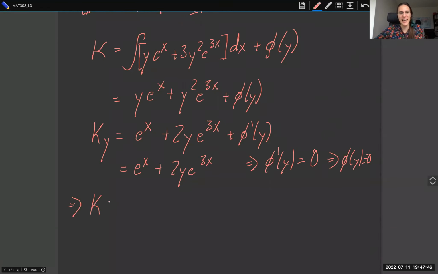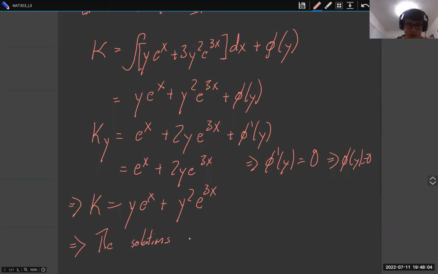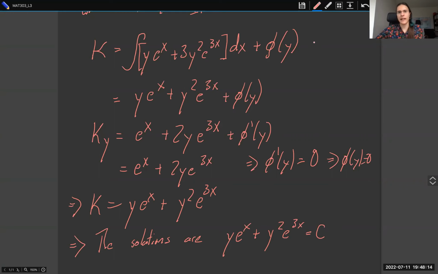We can conclude that k is just, well, this is 0, so it's just y e to the x plus y squared e to the 3x. And what does that tell us about the solution? So what are the solutions? When that equals C. Exactly. The level curves of this expression. And then I can box that in. And that's my solution.